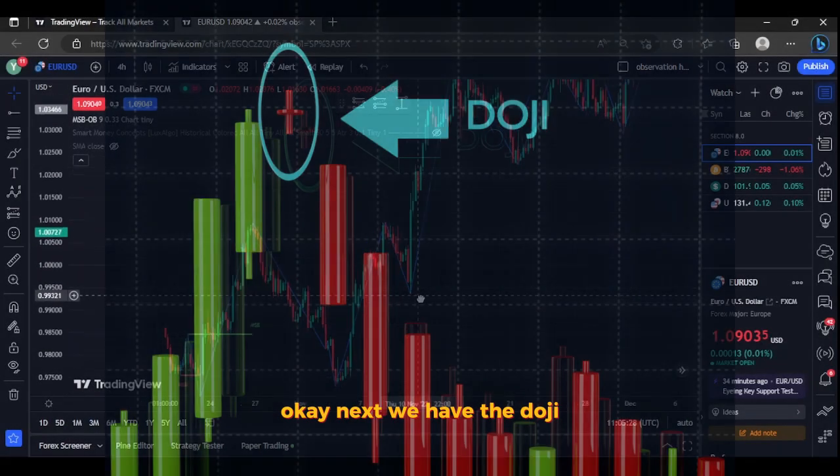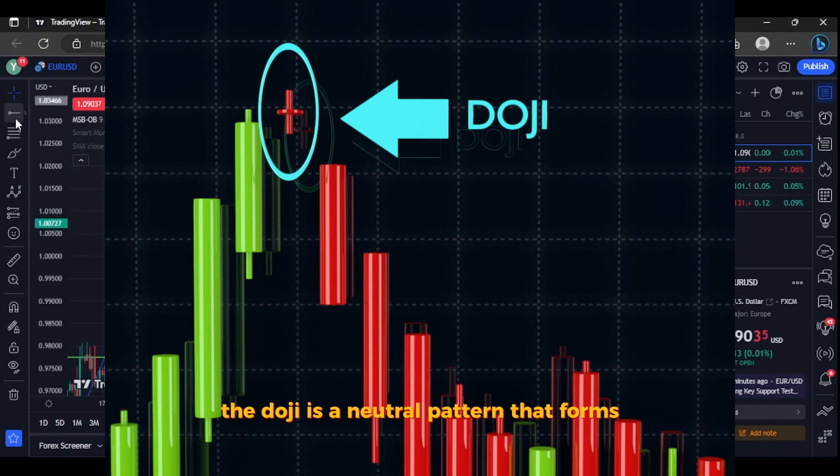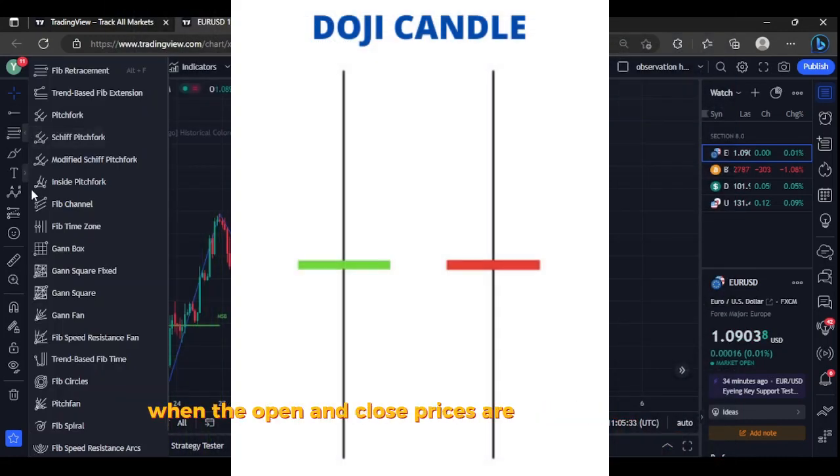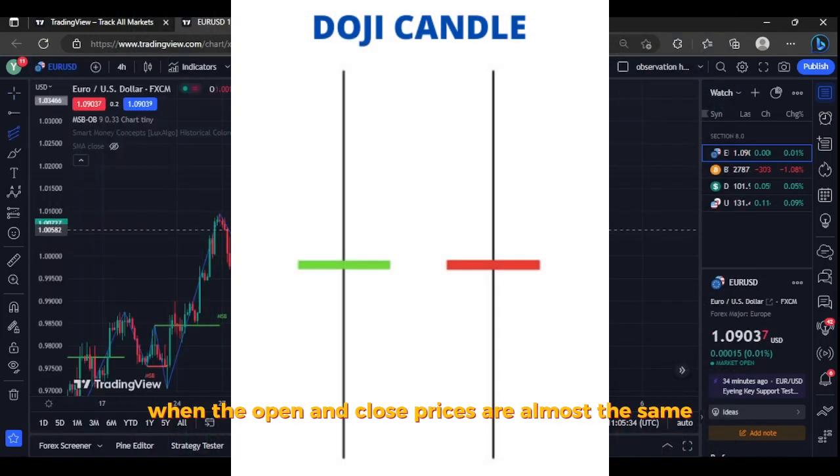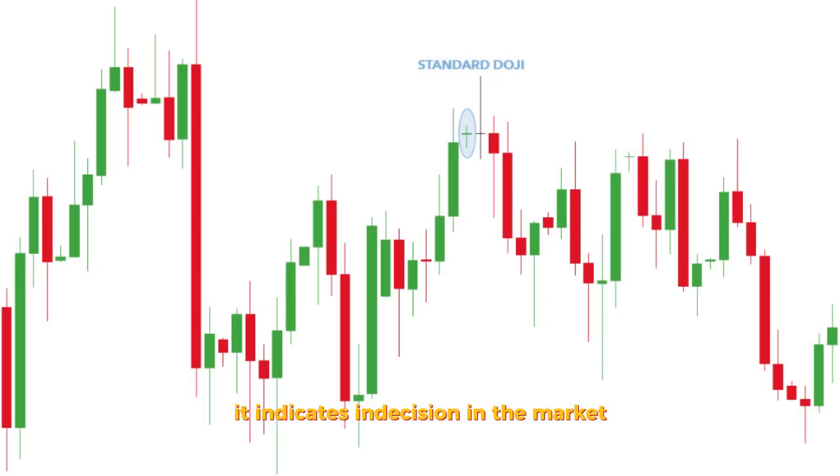Okay, next we have the doji. The doji is a neutral pattern that forms when the open and close prices are almost the same. It indicates indecision in the market and a potential reversal.